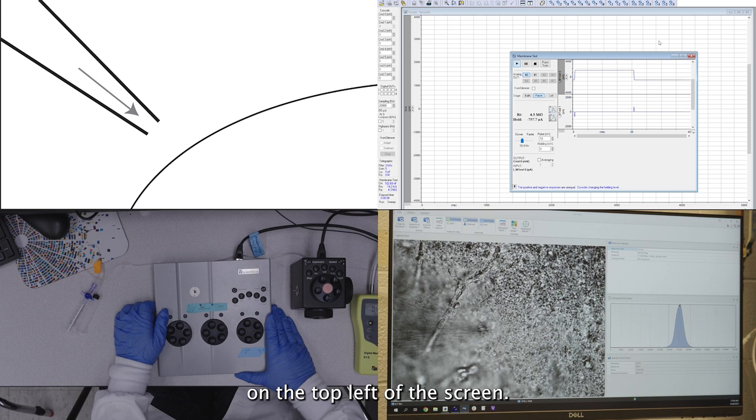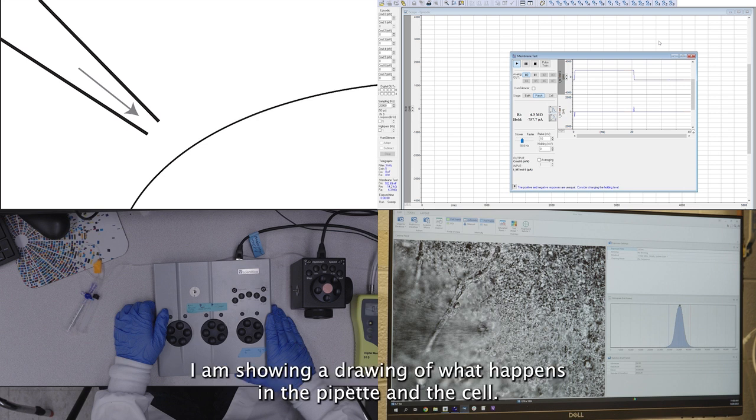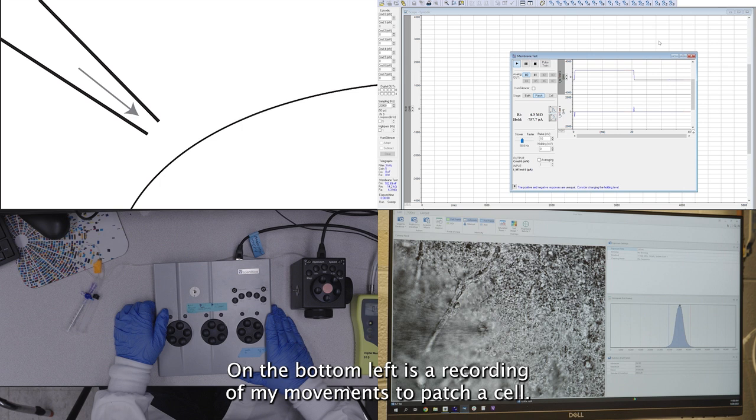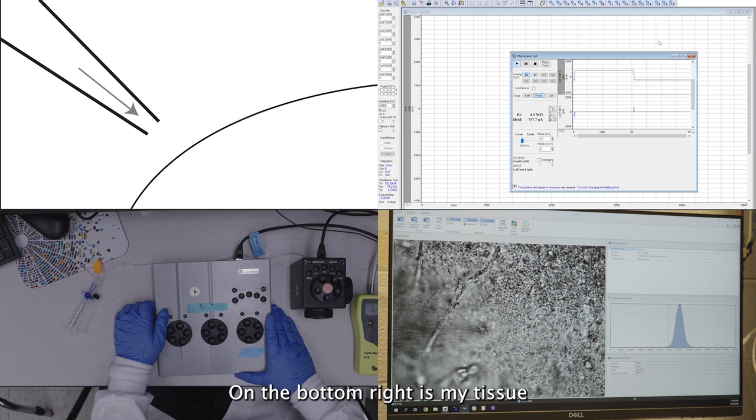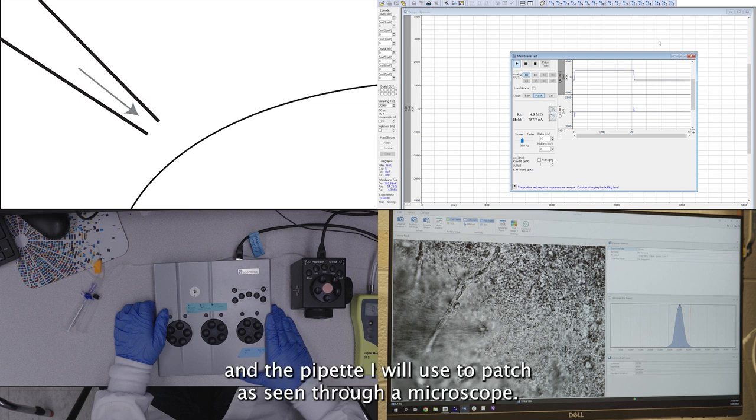On the top left of the screen, I am showing a drawing of what happens in the pipette and the cell. On the bottom left is a recording of my movements to patch a cell. On the top right is a recording of the resistance of the pipette tip. I use this resistance to tell me when I am up against the cell membrane and when I have broken through or patched the cell. On the bottom right is my tissue and the pipette I will use to patch, as seen through a microscope.